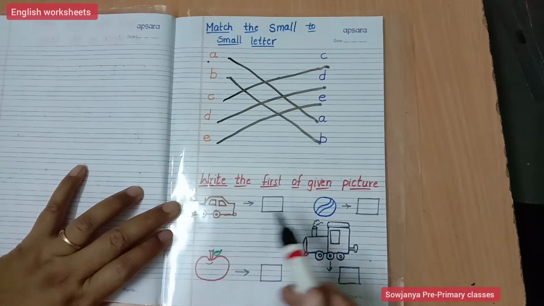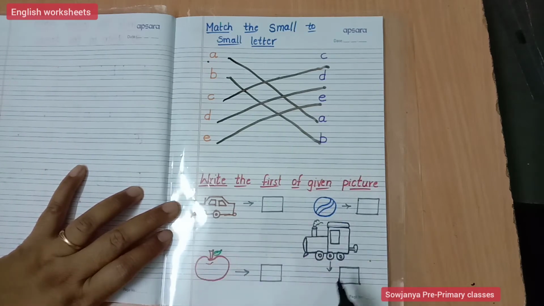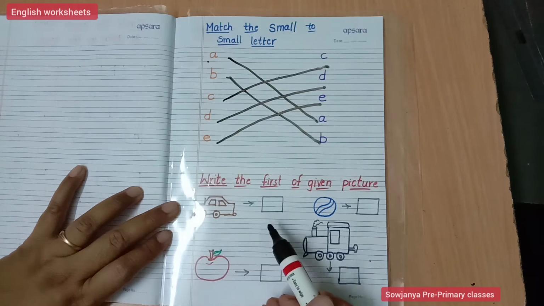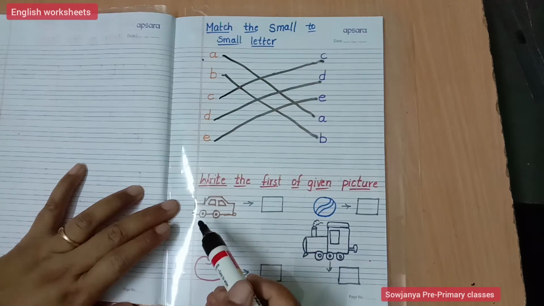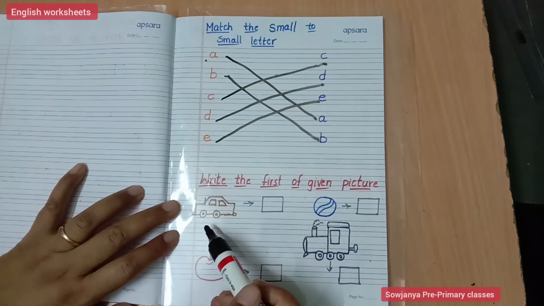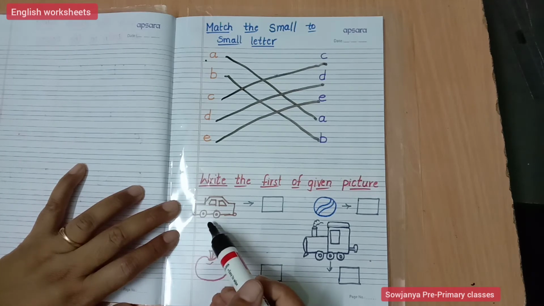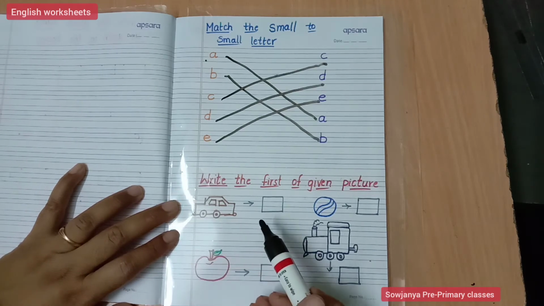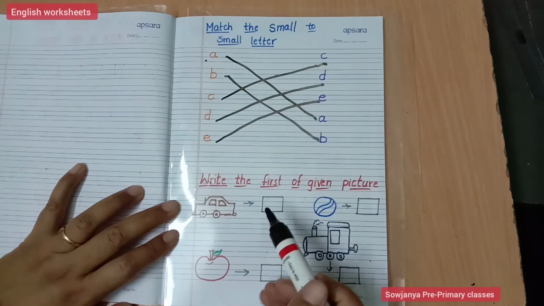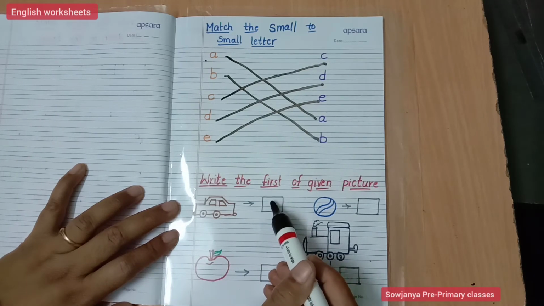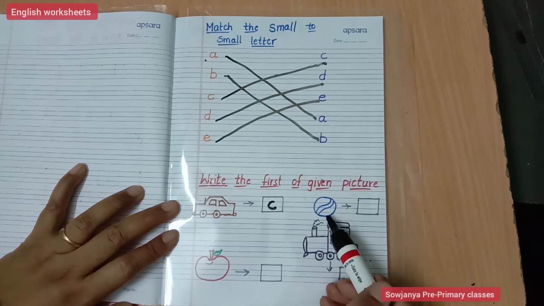Now see here. Write the first letter of the given picture. See here, I have drawn some pictures here. To these pictures, we have to write the first letter of that picture. Okay? What is the first picture here? Car. Car starts with the letter C. C says K. You have to write small letters.